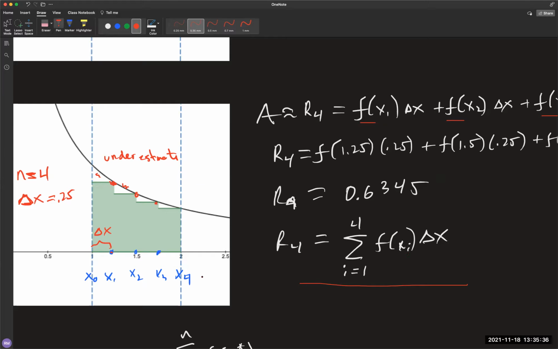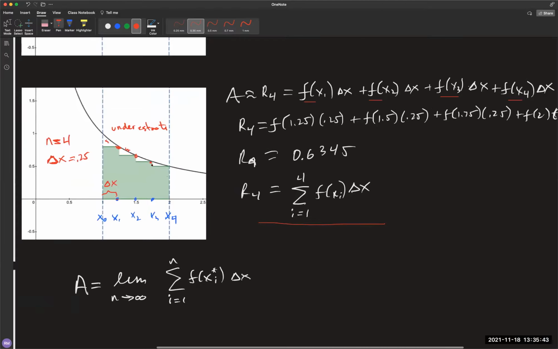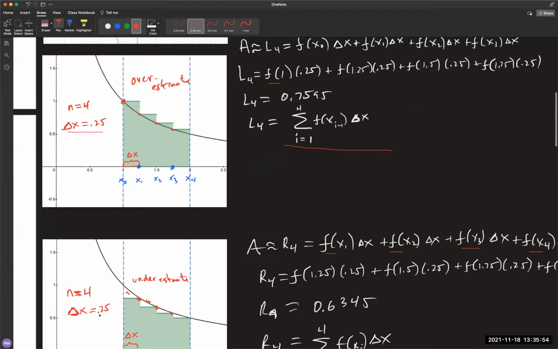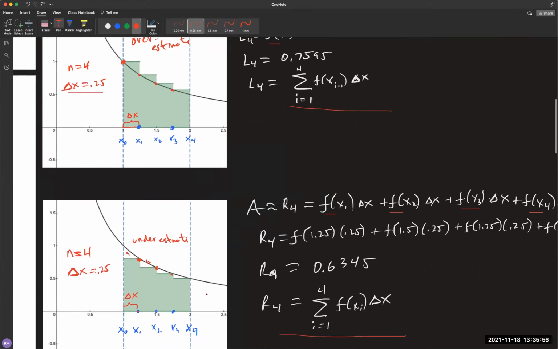In this case, it's x sub i because we're using x1, x2, x3. Now, this right end here turns out to be an underestimate. The left end turns out to be an overestimate. It doesn't always work that way, left and right. Sometimes the left end is lower and the right end is upper. It depends on the direction of the curve, what the function is.